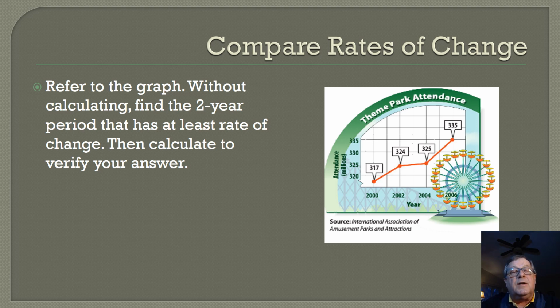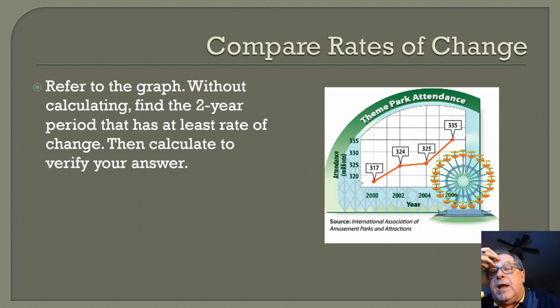But let's refer to our problem here. This is example 2 in your textbook on page 173. It says, refer to the graph without calculating, find the 2-year period that has the least rate of change, and then it asks us to calculate to verify our answer.